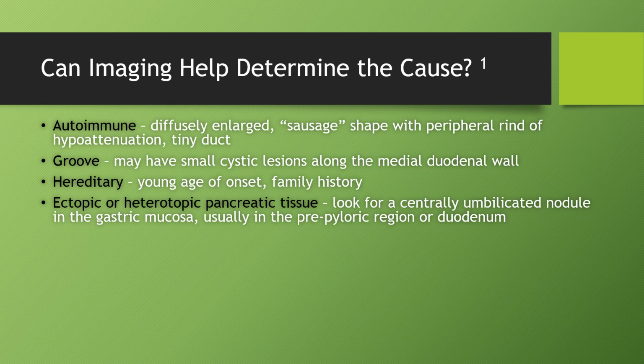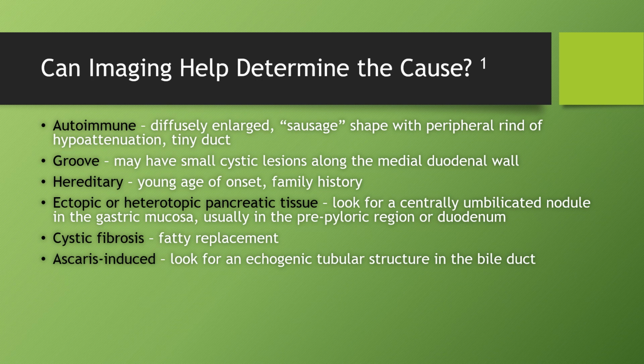And for this, you're going to look for centrally umbilicated nodules in the gastric mucosa, usually in the prepyloric region, or you can have these in the duodenum. Those are foci of ectopic pancreatic tissue. And they'll enhance just like the pancreas in the other phases. Cystic fibrosis, you'll have complete fatty replacement of the pancreas, but it can become inflamed and get fat stranding within that fat-filled area.